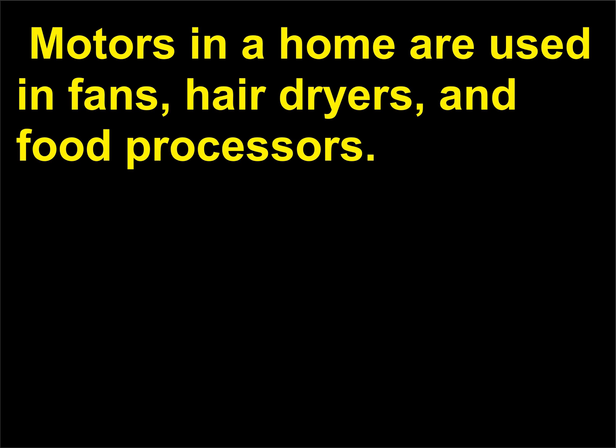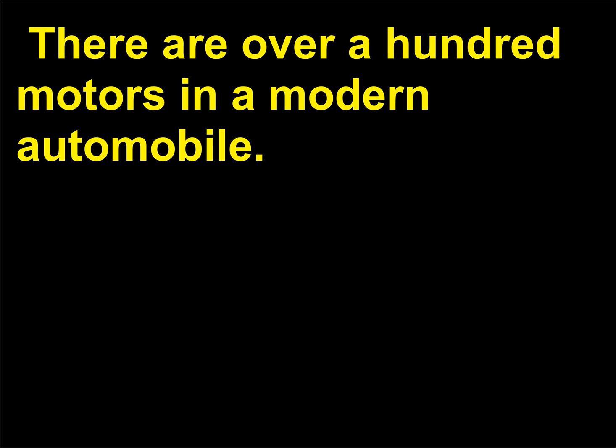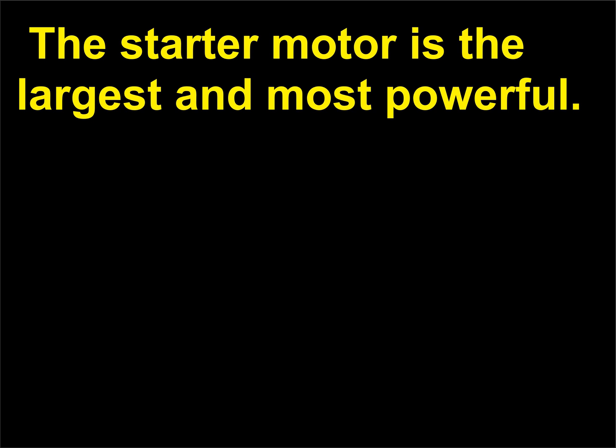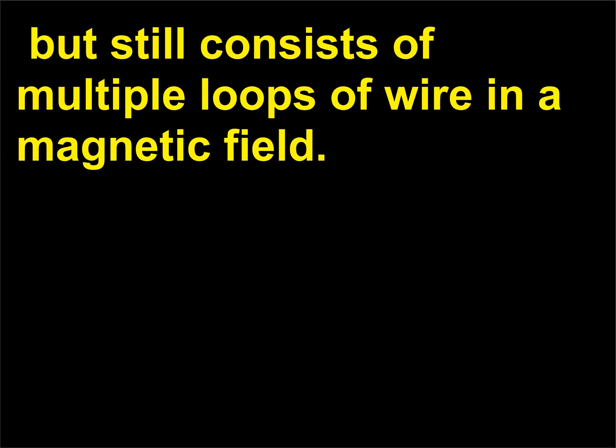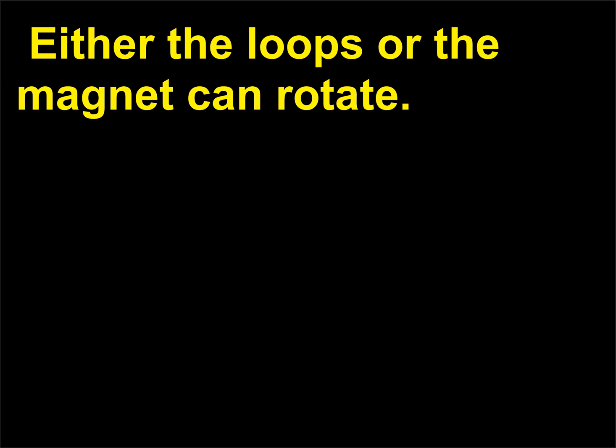Motors in a home are used in fans, hair dryers, and food processors. There are over 100 motors in a modern automobile. The starter motor is the largest and most powerful. A generator does the opposite of a motor, it changes mechanical to electrical energy, but still consists of multiple loops of wire in a magnetic field. Either the loops or the magnet can rotate.